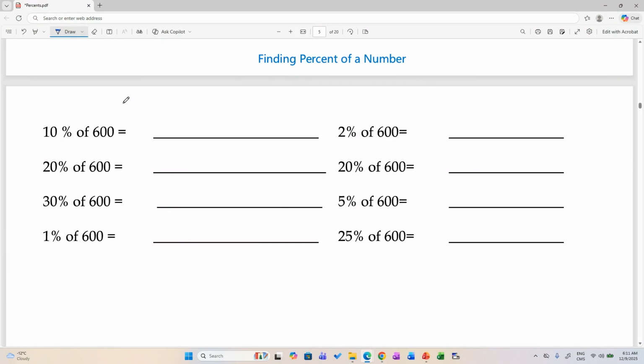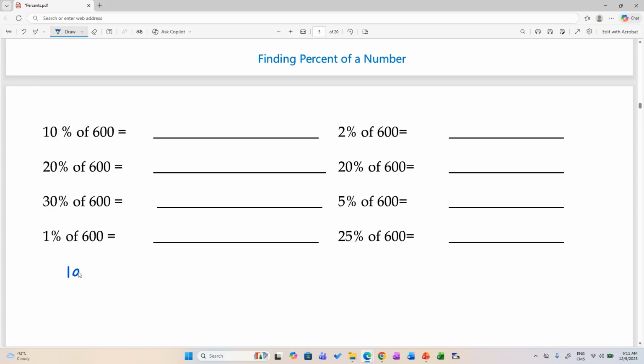Hi class. In this video, I'm going to talk about how to find the percent of a number. So let's start with these numbers here that have percents that are greater than 1%. So here I have 10% of 600. Before I start any of these questions, I always ask myself this one question.